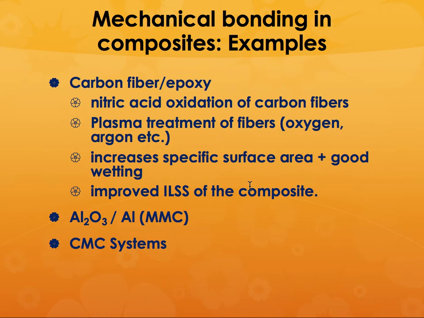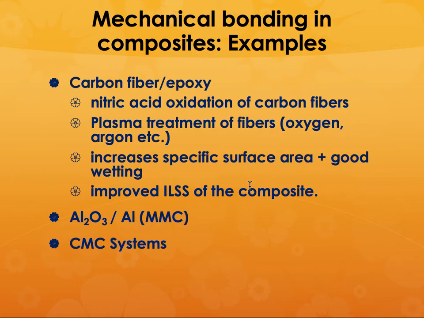In the case of fibers, we can also do what is called plasma treatment. So you attack the fiber surfaces with a plasma that creates some kind of ridges on the surface of the fibers, and those ridges can act as mechanical bonding between the matrix and the fibers. So both of these increase the specific surface area, giving good wetting, and they also improve what is called the interlaminar shear stress of the composite.